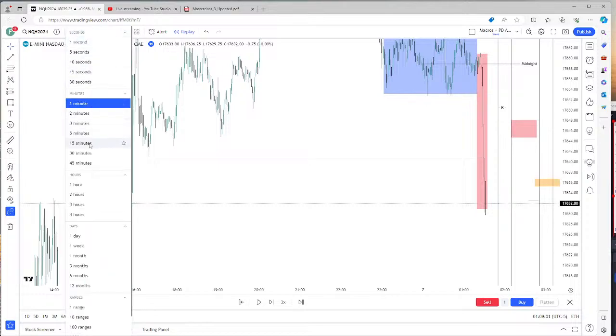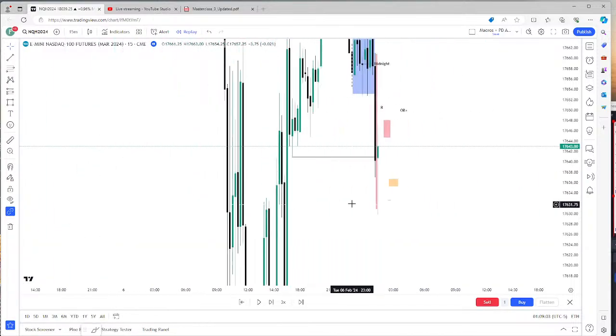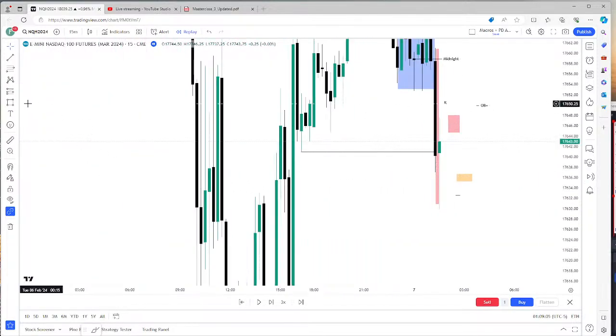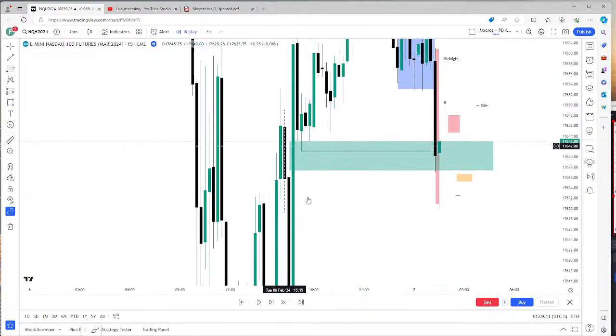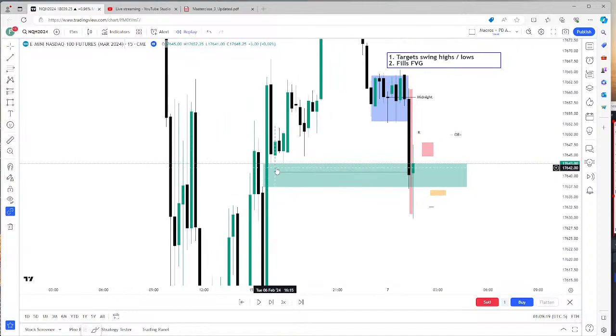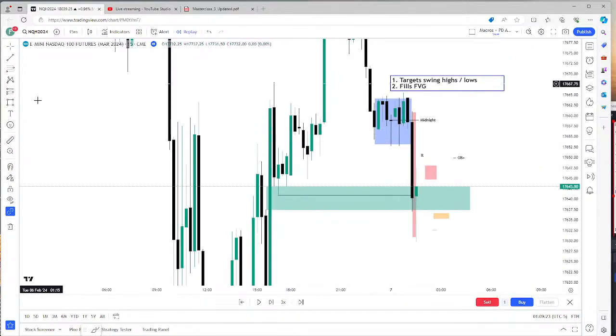And what else have we done here? What's this? I'm going to draw it out. I'm going to make it green. What's that, guys? The goat. So this here is your BISI. It's your bullish gap.